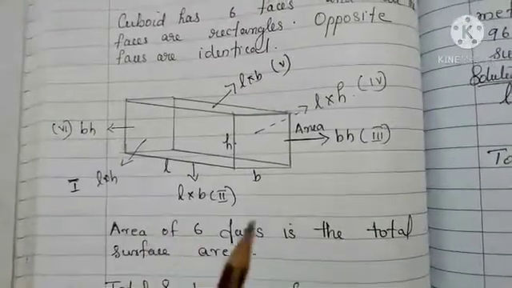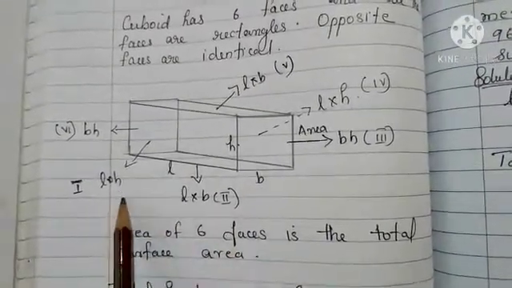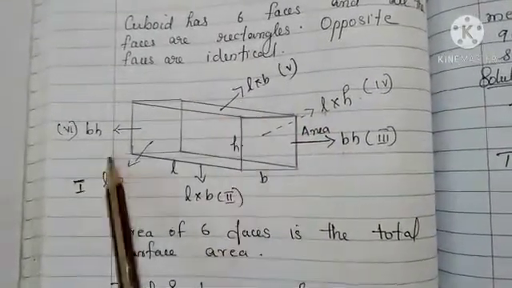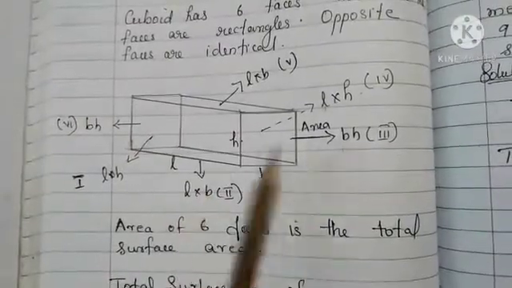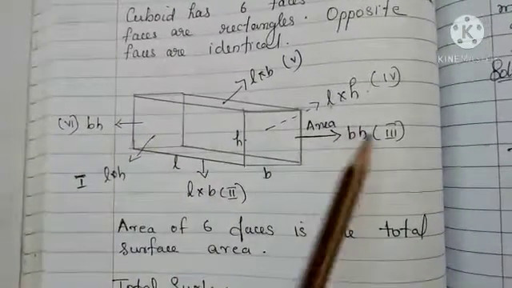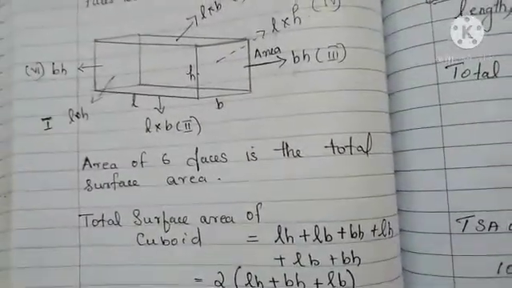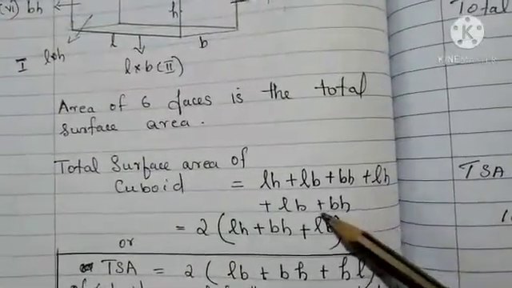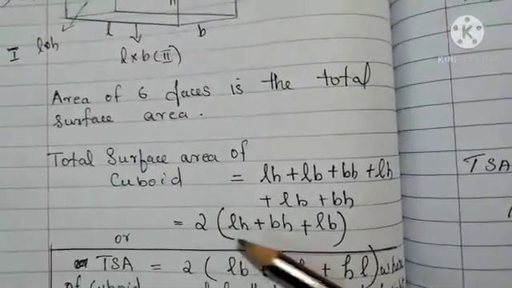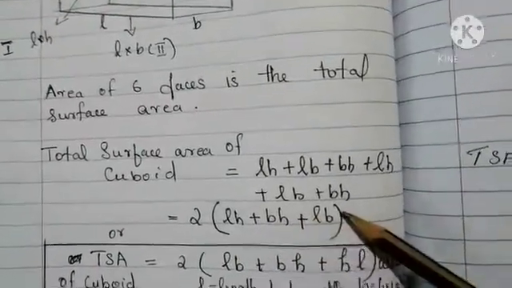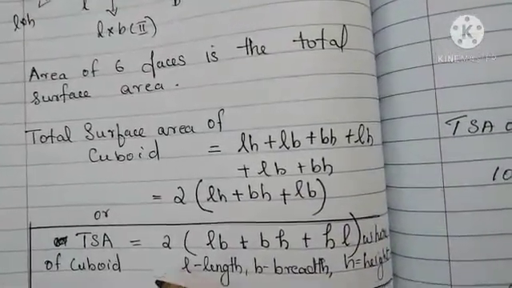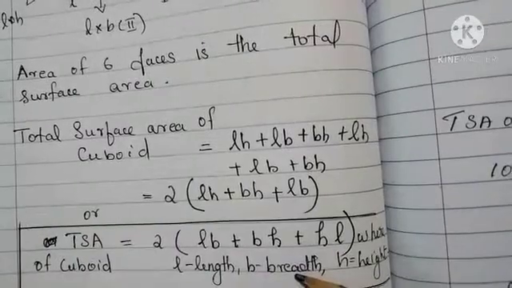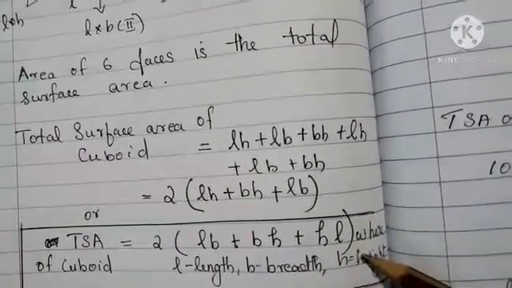So the total area will be the sum of the areas of the 6 faces. What will be the areas? Sum of these areas: LH, LB, BH, again LH, LB, BH. 2 LBs are there, 2 LHs are there, 2 BHs are there. So we can write total surface area as LH plus LB plus BH, 2 times. So 2 into (LH plus BH plus LB). This is the TSA or total surface area of a cuboid, where L is the length, B is the breadth and H is the height.